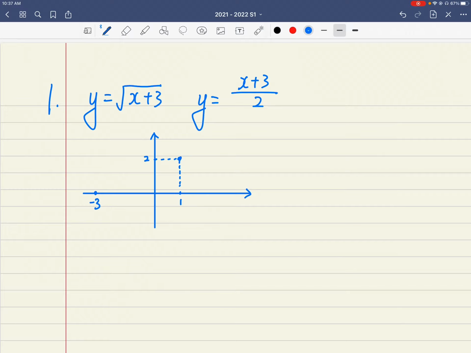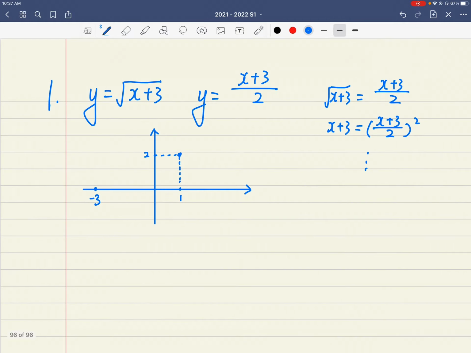If the question didn't draw the graph, you can also get these two points by solving this equation. This is equal to this, then you square both sides. Then it's just a quadratic equation. You keep solving it, and you will get the answer.